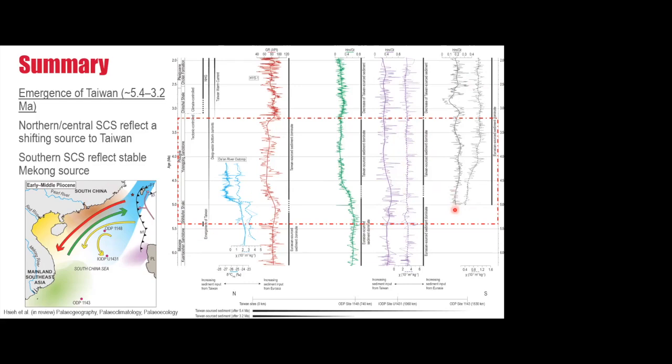So here, the dominant source of sediment has been the Mekong River since the late Miocene. So the increasing trends is likely reflective of changing monsoon intensities rather than changing sediment sources.